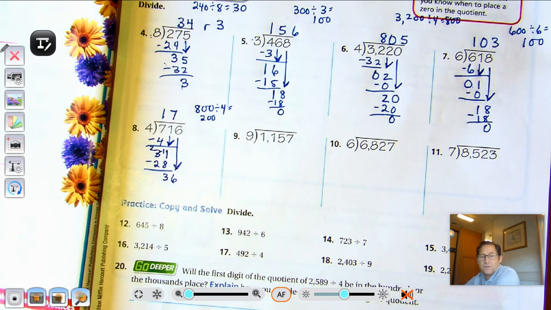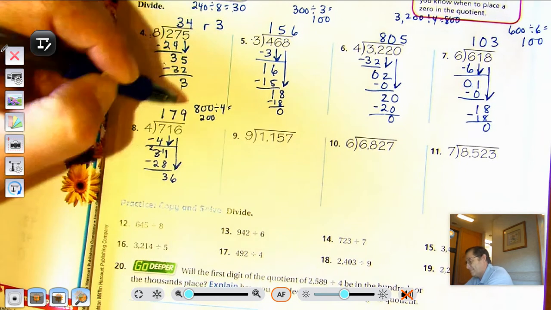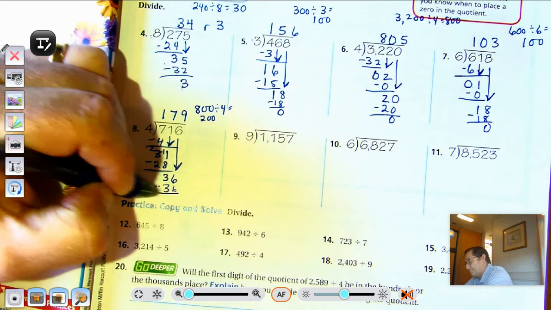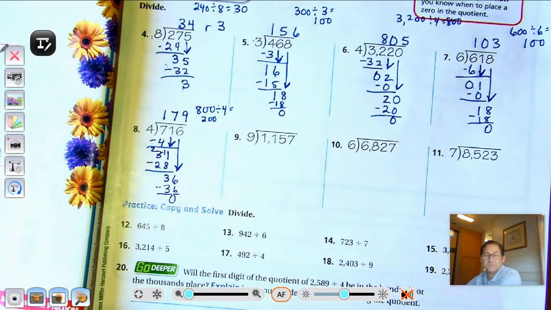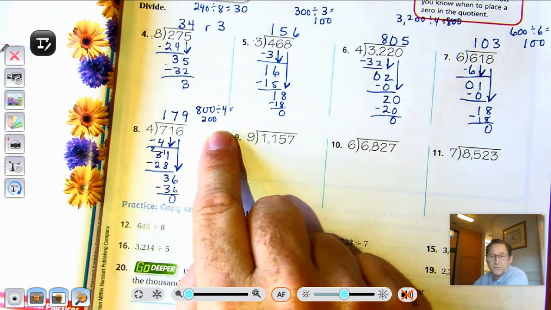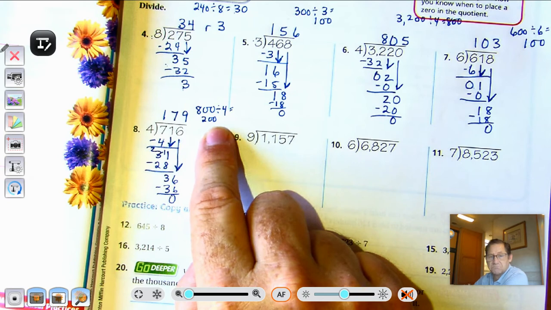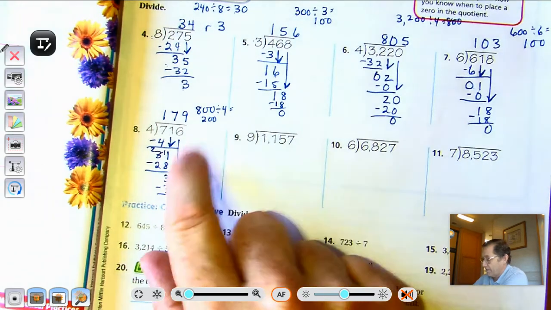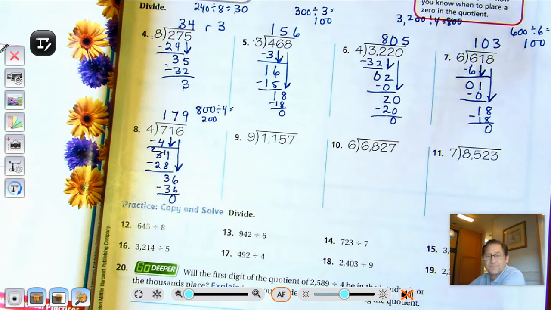So 36 ones divided by 4. 4 times 10 is 40. So 4 times 9 is 36 ones. That leaves me 0. And I can't share 0 with 4 groups. So my answer is 179. That's reasonable. We said our estimate is going to be about 200. Okay, and we rounded this number up, so it should be less.